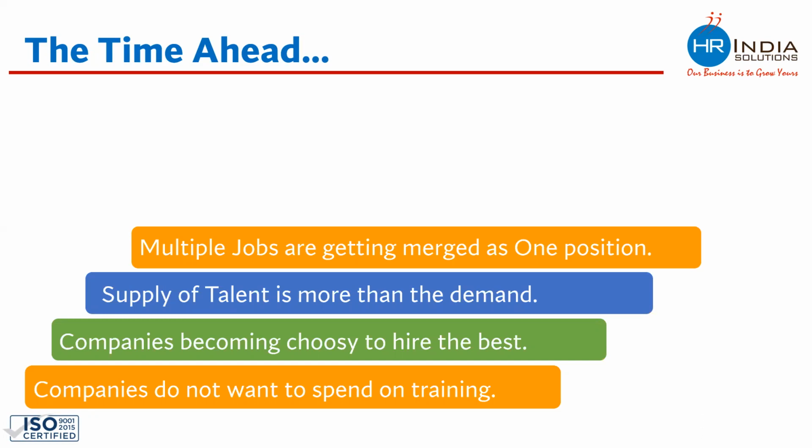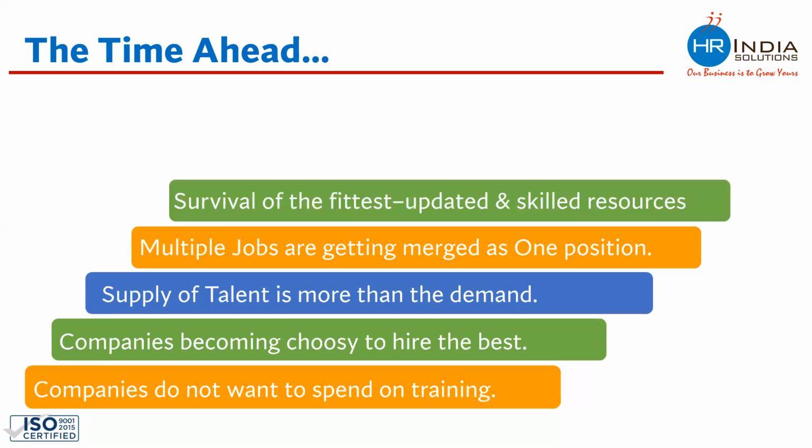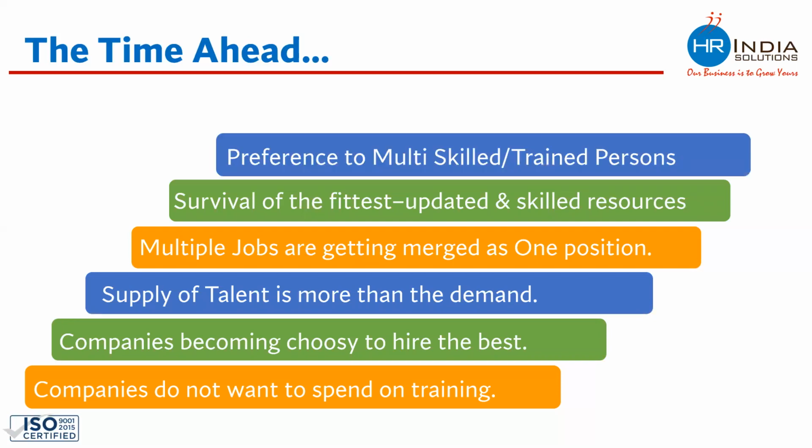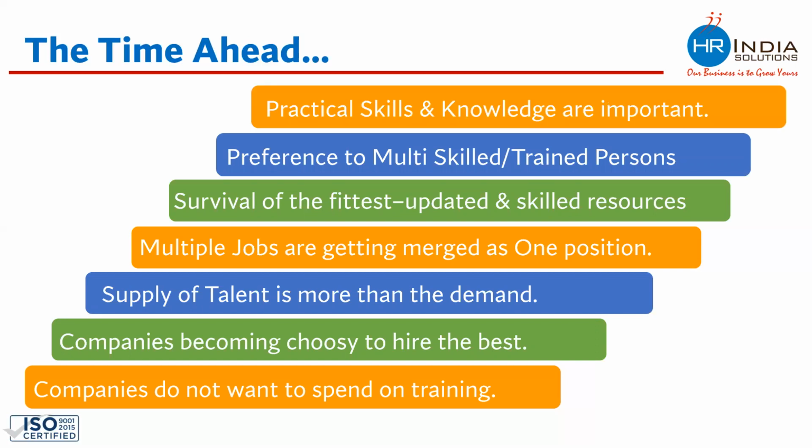If you are good at recruitment, you need to become good at other functions of HR. By remaining good at only one function of HR, going far would not be easy. Survival of the fittest. We need to remain updated and skilled. Preference would be given to all those people who can handle multiple jobs, multiple skills. And through the survey, we have seen that it is practical skills and knowledge which are important.